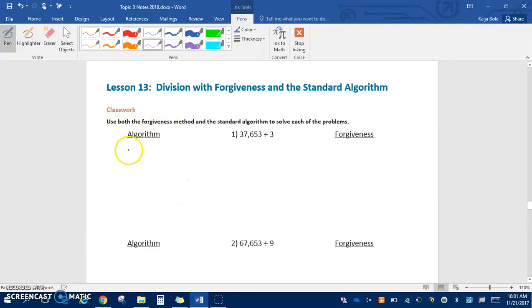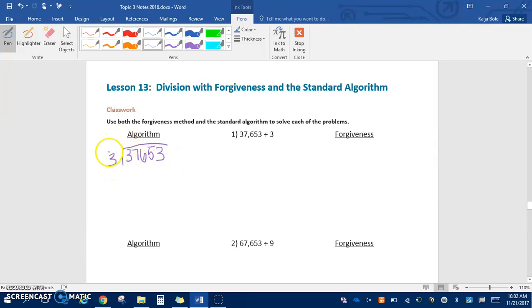So we would have our 37,653 on the inside, and then our 3 on the outside. Make sure to leave a little bit of room because instead of writing our answers on the side, we are going to be writing them on the top. Okay, so first, with the algorithm, we're not thinking in place value anymore. We are going one number at a time.